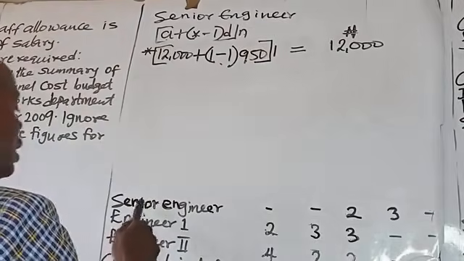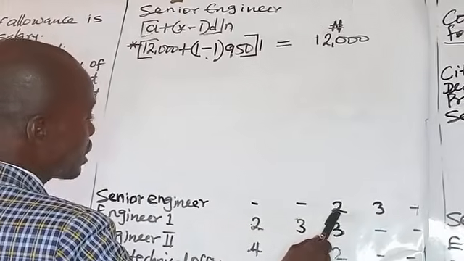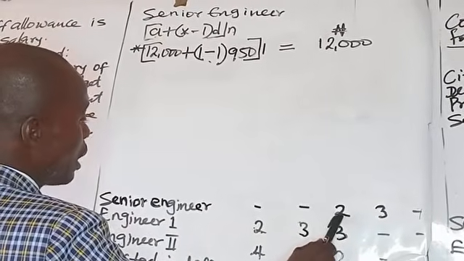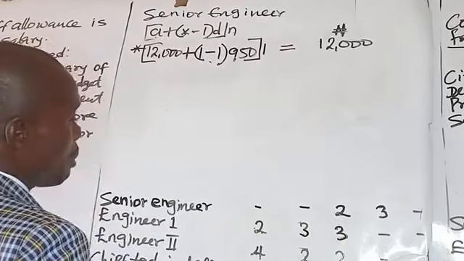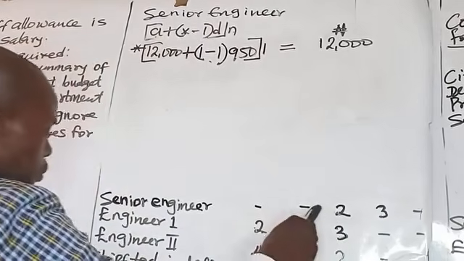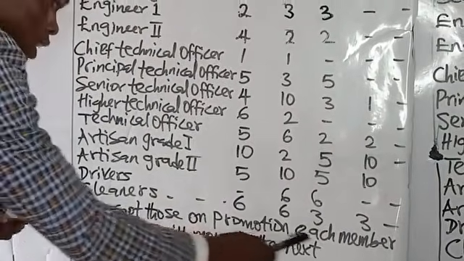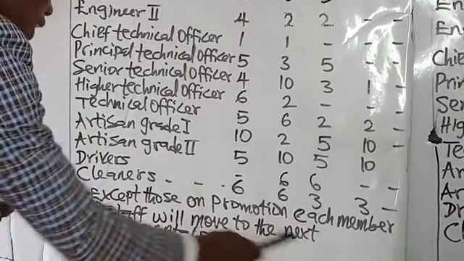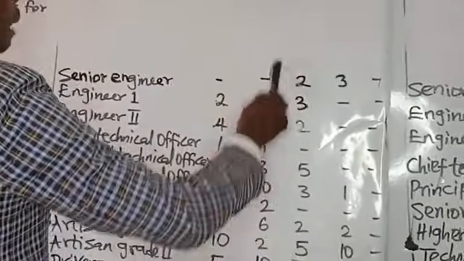Now, the 5 people who were in that position before, 2 were in step 2, 2 were in step 3, and 3 were in step 4. Remember, you were told in note 4 that except those on promotion, each member of staff will move to the next incremental step. The 2 who were in step 3 will now move to step 4.